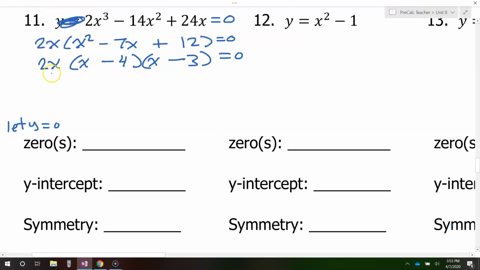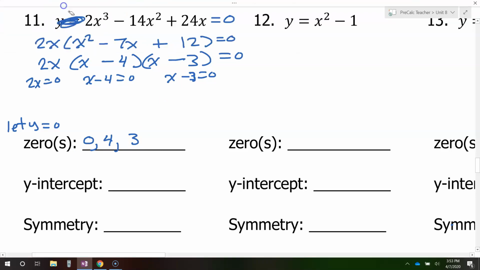Zero product property. If I set each one of these equal to 0, so if I'm doing 2x equals 0, x minus 4 equals 0, and x minus 3 equals 0, each of these will give me the zeros of the function. So dividing both sides by 2, I get x equals 0. Adding 4 to both sides, I get x equals 4, so that's a 0. Adding 3 to both sides, I get x equals 3, so that's a 0. So these are the 3 zeros of the function.